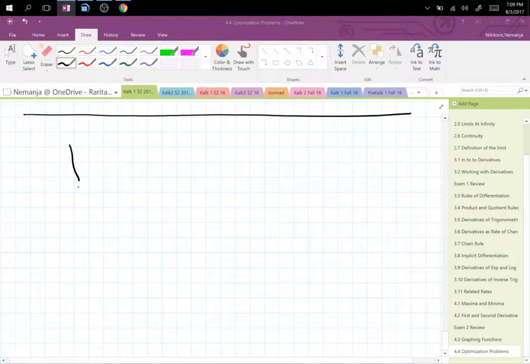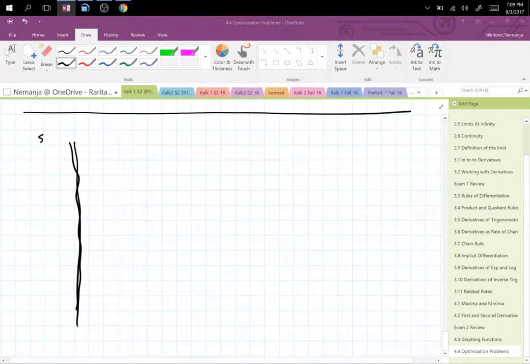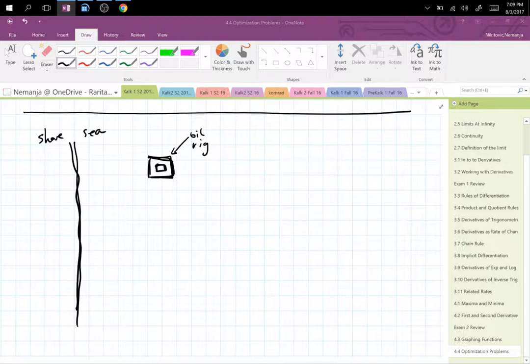So this is what we are considering. We're considering a shoreline here. So this is shore, and this is sea. And there's the oil rig over here. And that oil rig is close to the shore. So you're not going to have tankers go back and forth, back and forth. You're just going to build a pipeline. And the place that refines is right here.